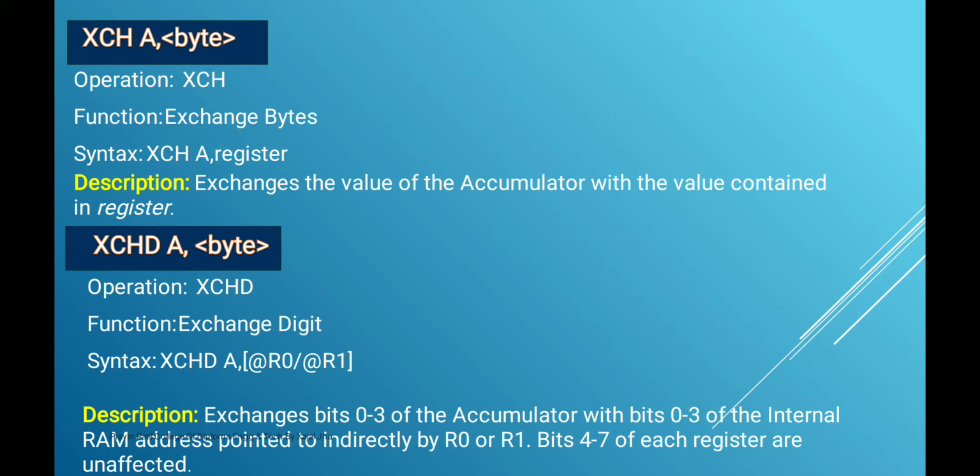Means what, the instruction exchanges the bits 0-3 of the accumulator with the bits 0-3 of the internal RAM address. Here no flags are affected. Suppose R0 contains the address 20H and the accumulator contains 36H, and internal RAM location 20H contains 75H. After the execution of XCHD A, @R0, RAM location 20H contains 76H and 35H is in the accumulator.